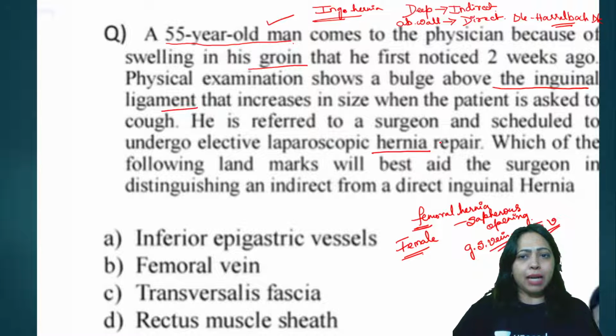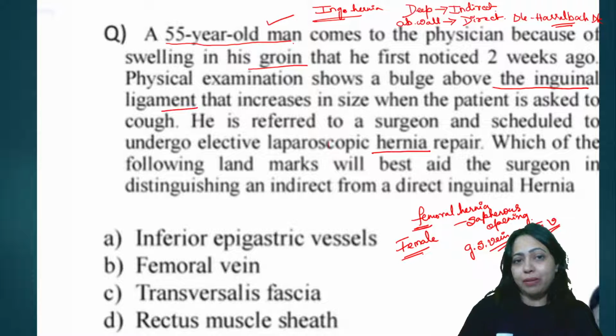So for direct and indirect hernia, you should remember it is above the inguinal ligament. The question itself told you a bulge was above the inguinal ligament, so it was an inguinal hernia. And there are two types. One is the indirect form, passing through the deep ring, and then there is a direct one which punches through the anterior abdominal wall. So we have to know the boundaries of these two. Keeping all this in mind, I would say that the answer is the inferior epigastric vessels.